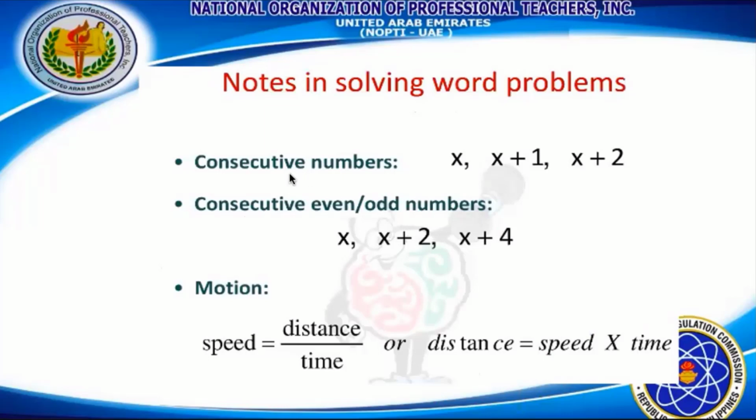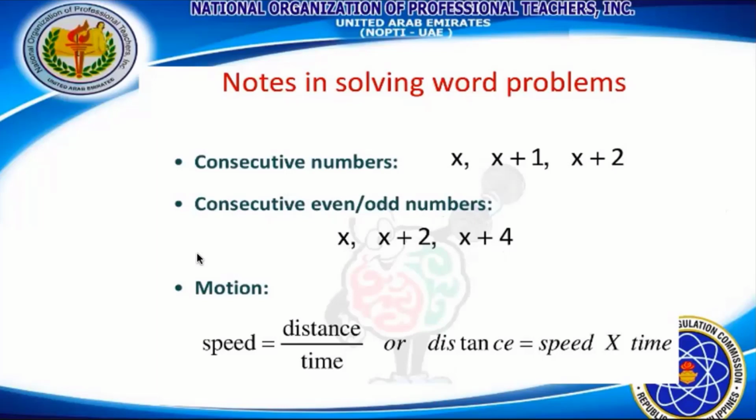Pag consecutive numbers, usually pag may nakita kayong consecutive, ibig sabihin, dire-diretso. I mean, tuloy-tuloy. Let's say 1, 2, 3, ganon. So, x plus 1, x plus 2, x plus 3, x plus 4. Pag consecutive even naman, yung 2, 4, 6, 8, so, x plus 2, x plus 4, x plus 6, x plus 8. Pag consecutive odd naman, x plus 1, x plus 3, x plus 5.